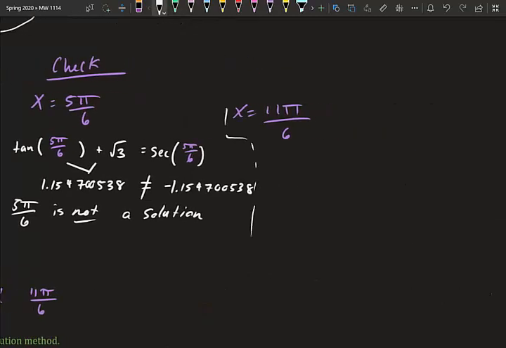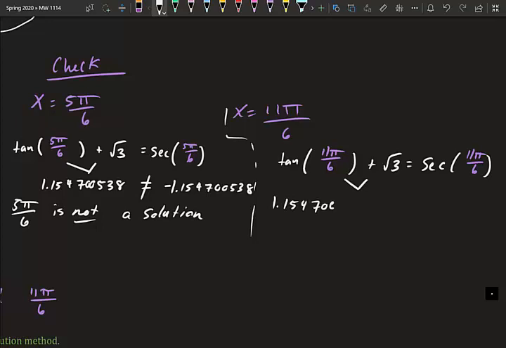Use your calculator. We're doing the same thing except with 11 pi over 6. So we have tangent of 11 pi over 6 plus the square root of 3 equals secant of 11 pi over 6. And we get our values of 1.154700538, and it does equal secant of 11 pi over 6. Make sure you're in radian mode. So our only answer is 11 pi over 6.